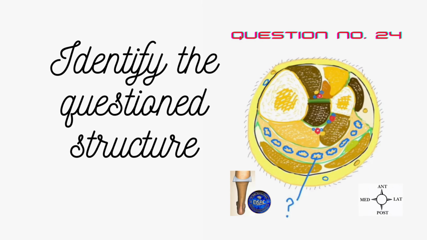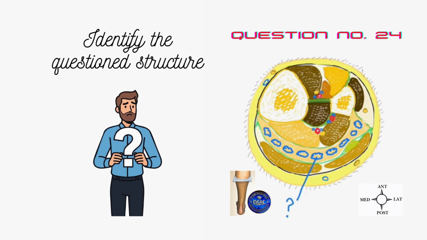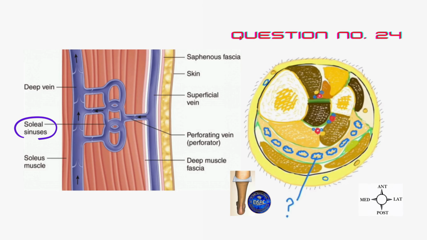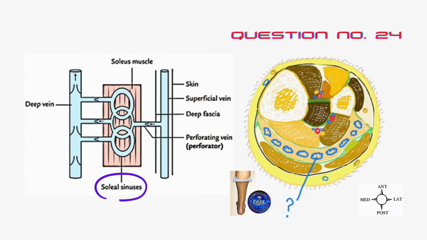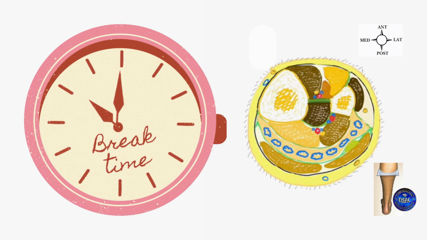Identify the questioned structure. These are venous sinuses in the soleus muscle. These are thin-walled, valvulus, and highly distensible reservoirs located deep within the calf muscle. These sinuses store venous blood during rest and rapidly expel it into the deep veins during contraction of soleus.